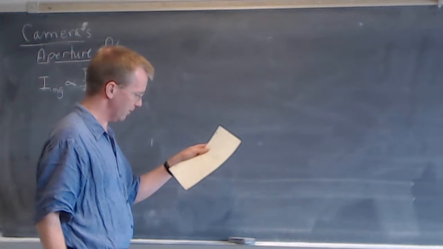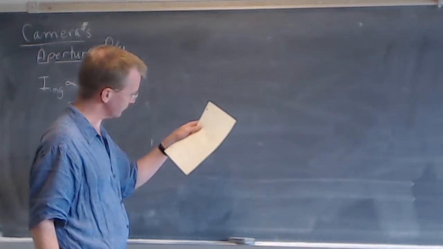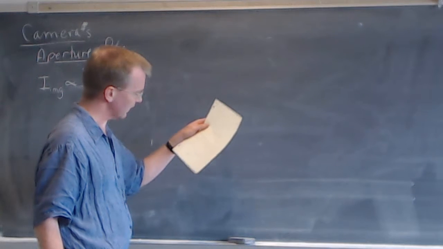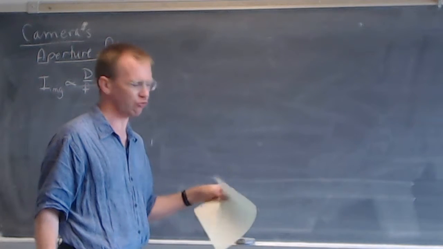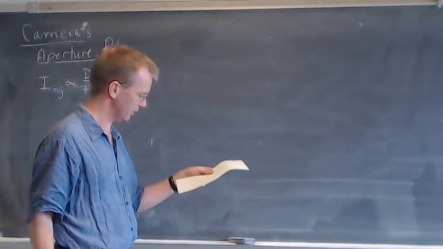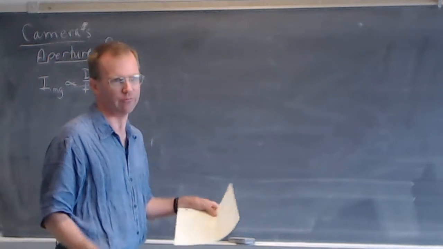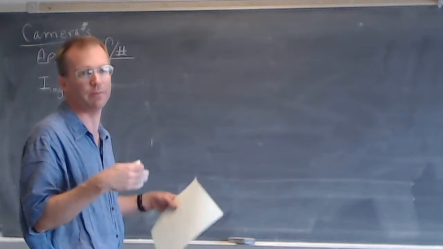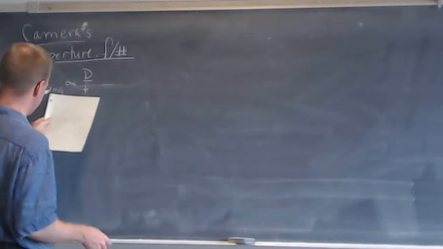By the way, I did have the squares on there, but I'm not sure I really justify dropping the square term there. Nevertheless, the bigger D over F gets, the bigger the intensity will be. Whether it's squared or not, it's still going to be true. I've got to make a change in my notes.